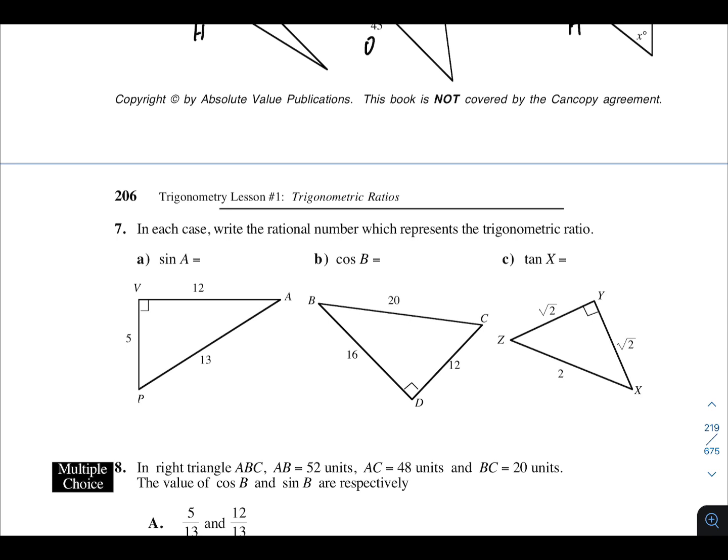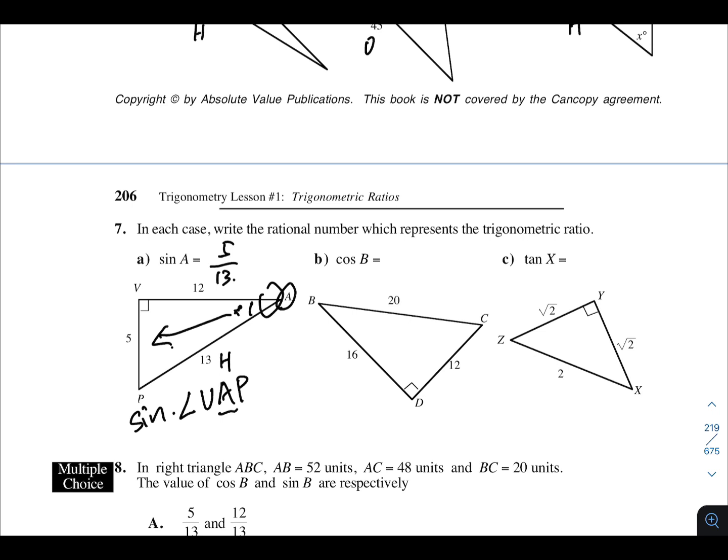Okay, and sine A. Normally we will have x here, but this one is A, so A means this angle. Also, if in the exam you see angle VAP, they will say sine angle VAP, still the same, okay? So sine A is opposite 5, and the hypotenuse is 13, so it's 5 over 13.